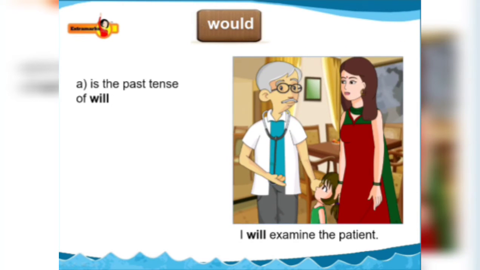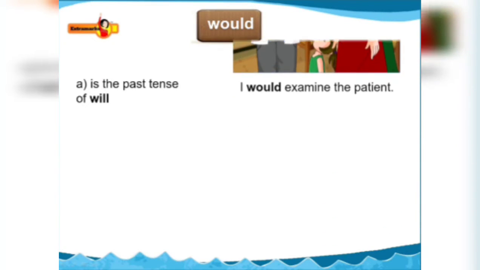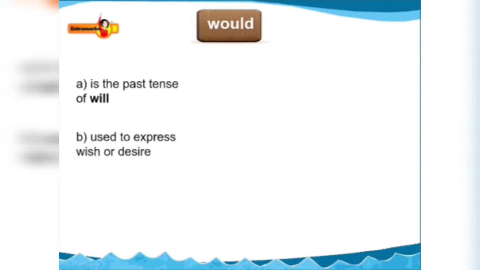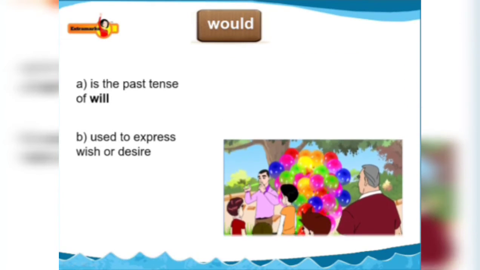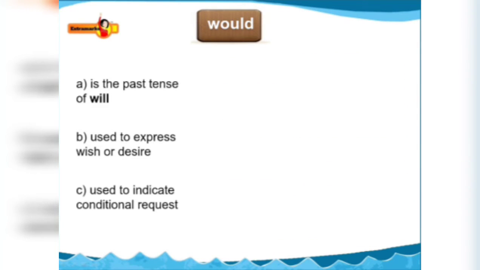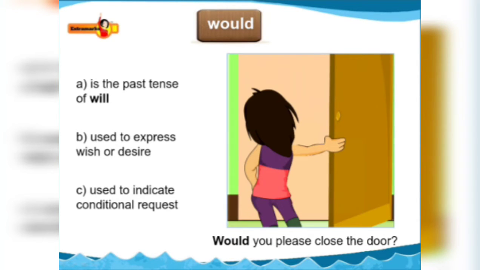Would: A. Used as past tense of will. I will examine the patient changes to I would examine the patient. B. To express wish or desire. I would like to buy a balloon. C. To indicate a conditional request. Would you please close the door?